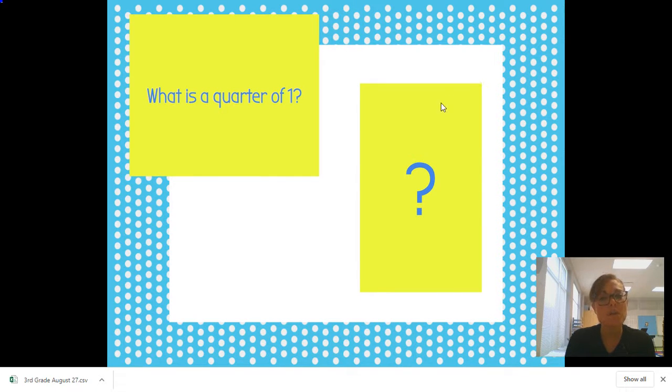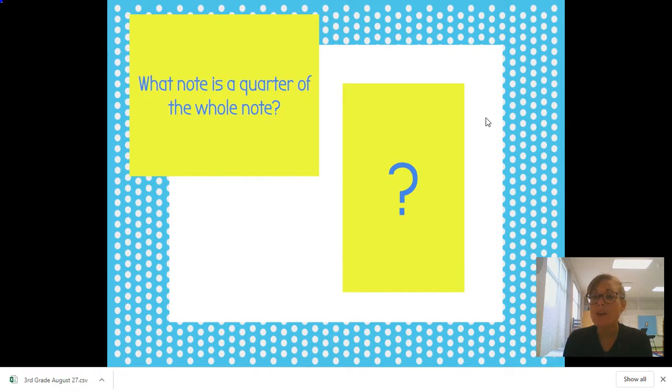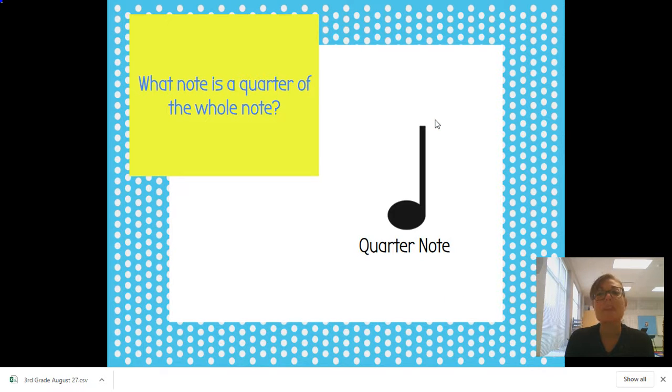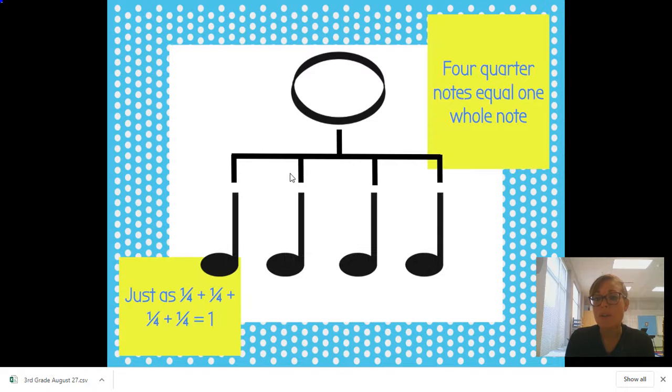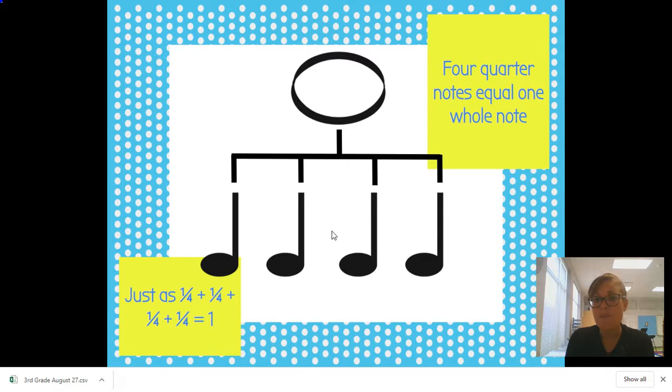What is a quarter of 1? 1/4. So in music, what note is a quarter of the whole note? The quarter note. That's why it's called a quarter note, because it will always be worth a quarter of the whole note. It will always take 4 quarter notes to equal 1 whole note.